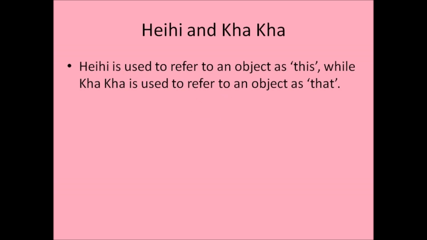He is used to refer to an object as this, while ka is used to refer to an object as that.